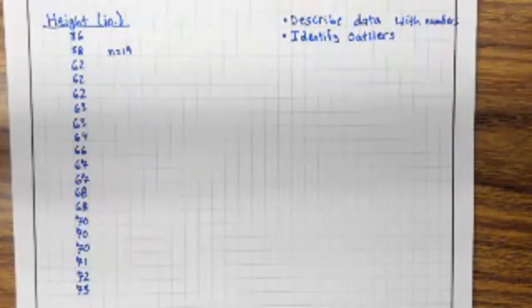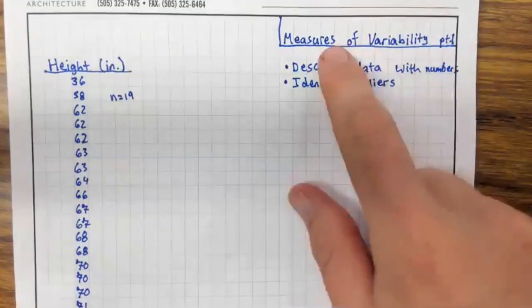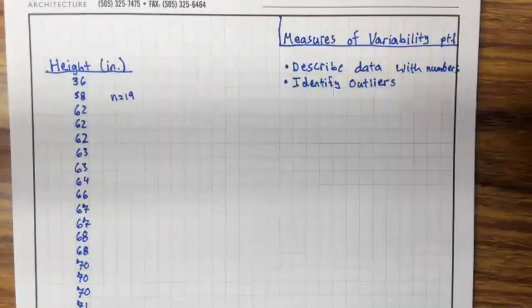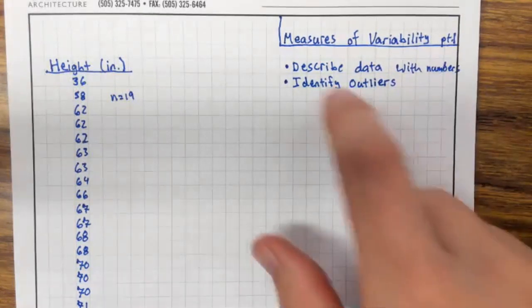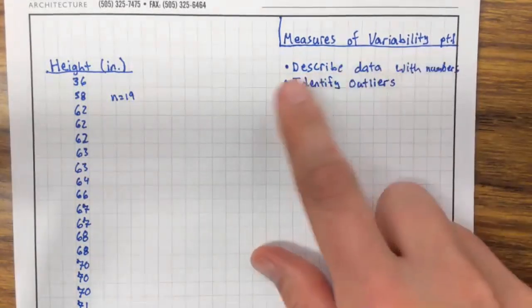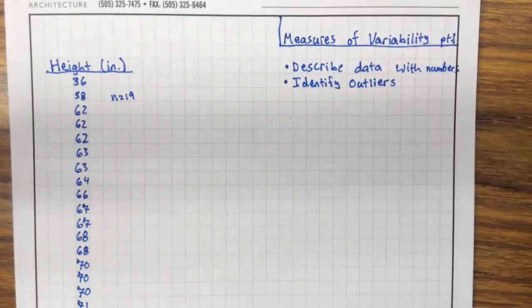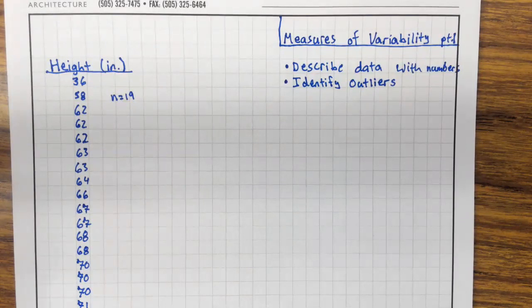All right, hey stats class. We've got quite a bit going on today. I called the title of this Measures of Variability Part 1. And more specifically, these are our goals here. We're going to describe data with numbers and then come up with a process to identify outliers, so we're not just guessing, and we can say definitively what is an outlier and what is not.